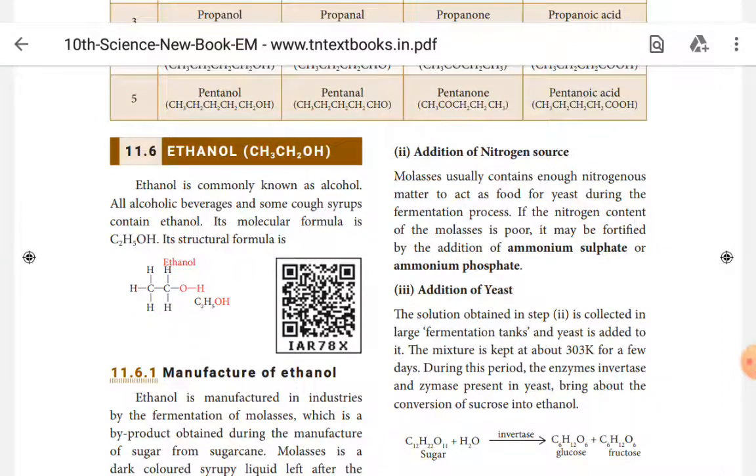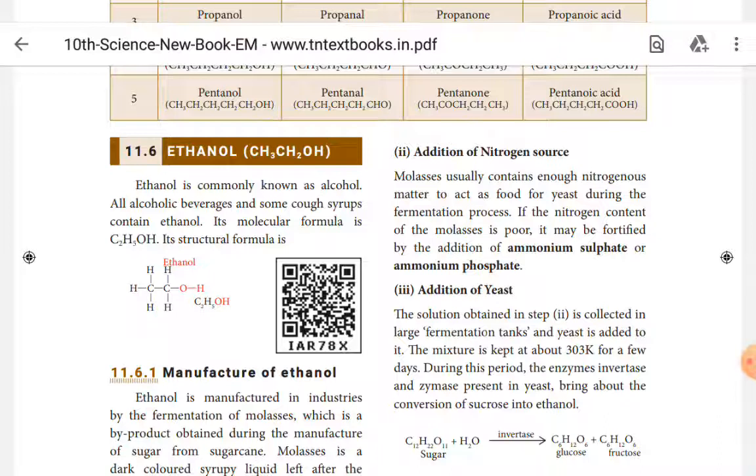Then next, addition of nitrogen sources. Molasses usually contains enough nitrogenous matter to act as food for yeast during the fermentation process. So naturally, the sugarcane, which is obtained from the earth, contains nitrogenous matter in the form of nitrate. If suppose the nitrogen content is very poor, it may be fortified externally. We have to add nitrogen substances in the form of ammonium sulfate or ammonium phosphate.